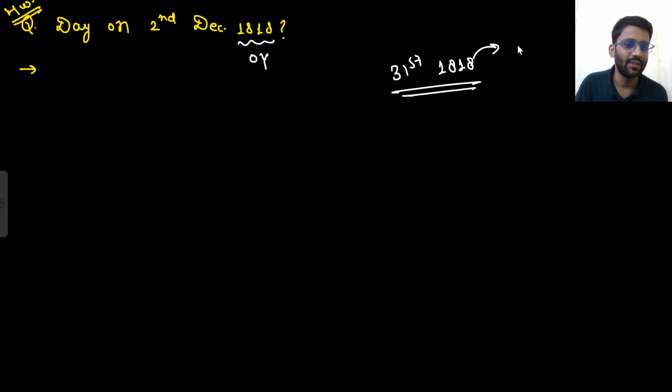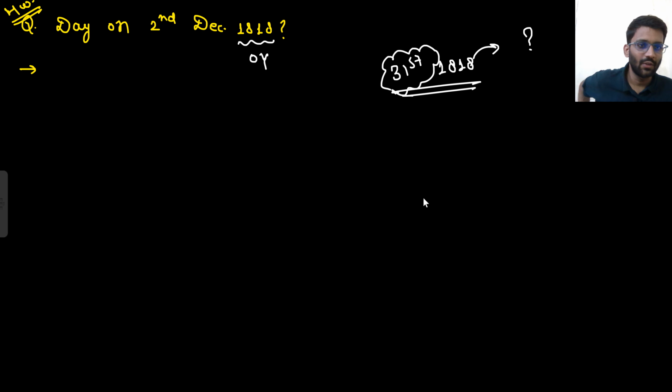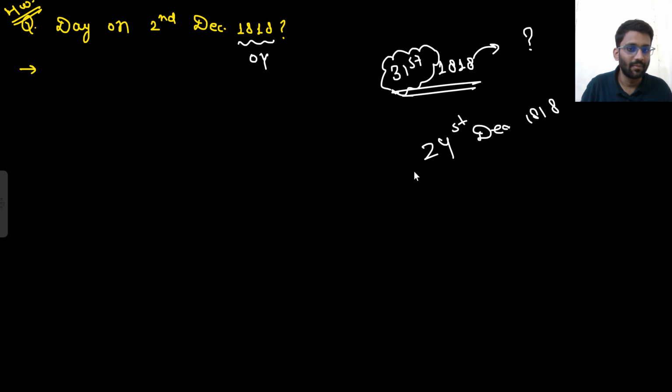I would know the day on this one. Then I can move backward, right? Whatever the day you are having on 31st December 1818, minus 7, that means 24th December 1818, you would be having the same day. Minus 7 again, that would be 17th. On that day as well you would have the same day, and on 10th and on 3rd also.